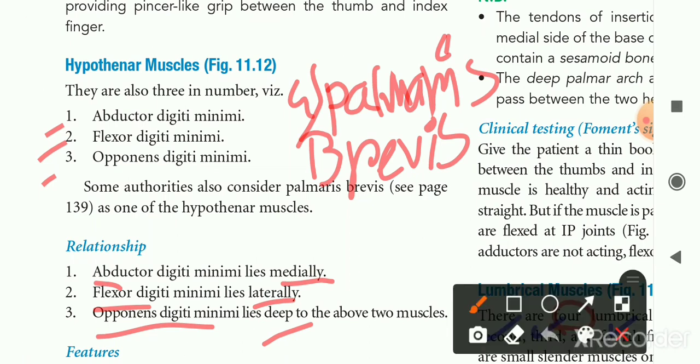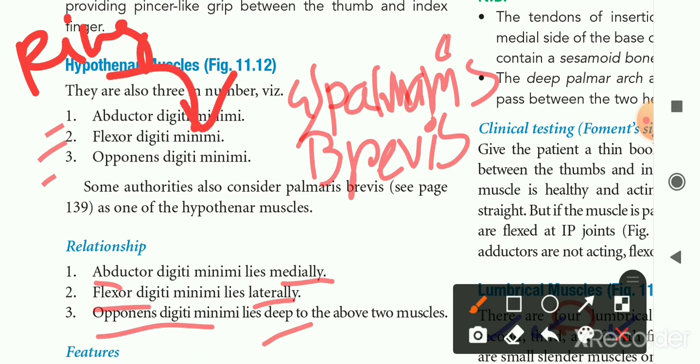So why are they called digiti minimi? Because they are located under the base of the little finger, and we know that another name of the little finger is digiti minimi. So that's why the digiti minimi suffix is added in each and every muscle.